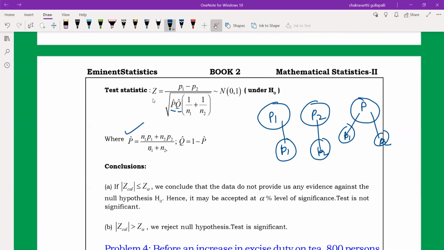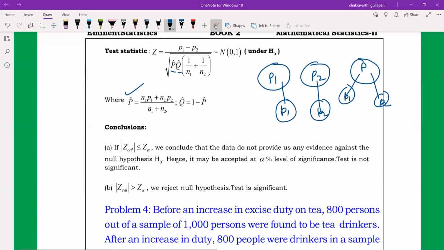Using this formula, we have to calculate the Z value. That is called Z calculation based on the H0. So if Z calculation is less than or equal to Z table value, we accept H0. Otherwise, we reject H0. This is the same for all.